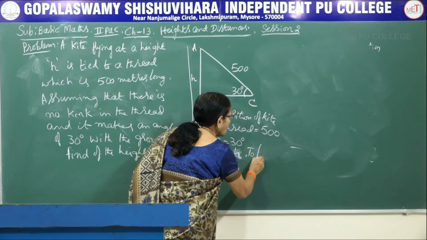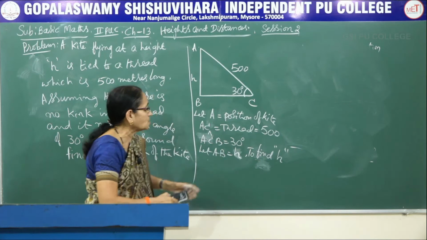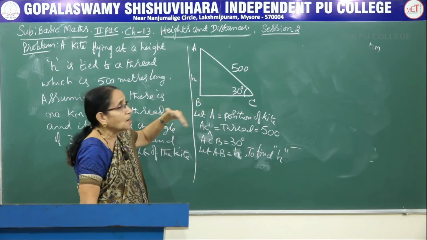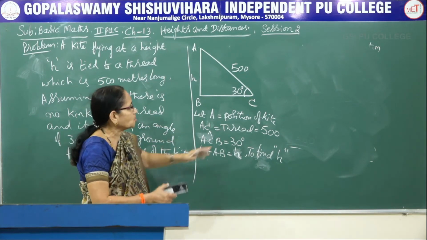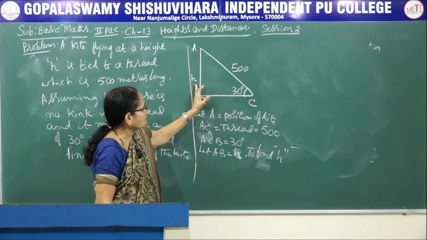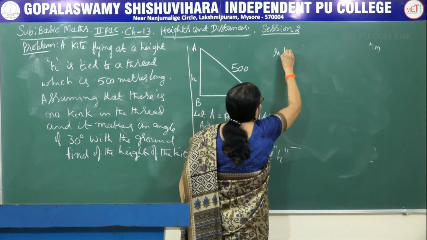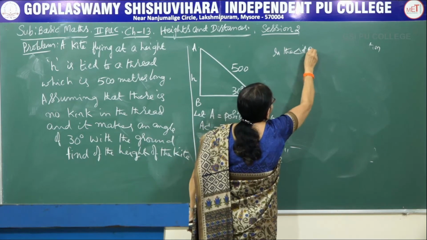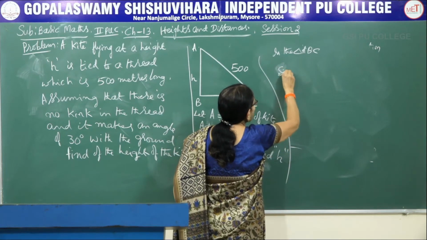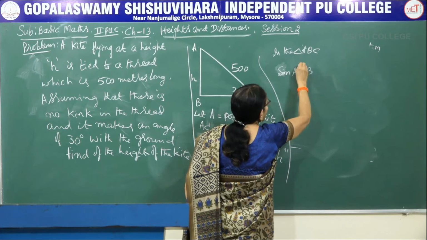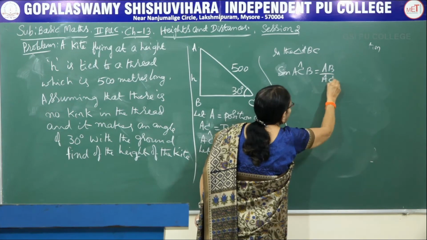So what has to be calculated? To find H. That is our ultimate aim. That is, we have to calculate the height, that means at what level the kite is flying. Again, it is a right angle triangle. Just now I told you for the angle 30, this is the opposite side and that is the hypotenuse. Therefore, in the triangle ABC, consider sine of angle ACB. Sine of ACB, that is AB divided by AC.